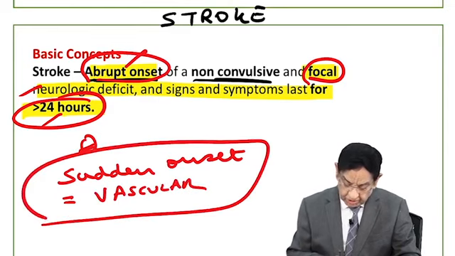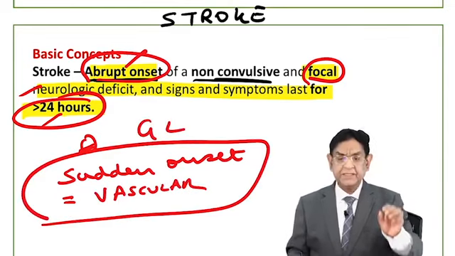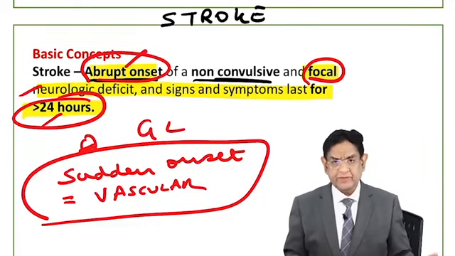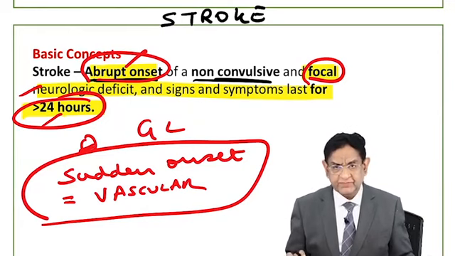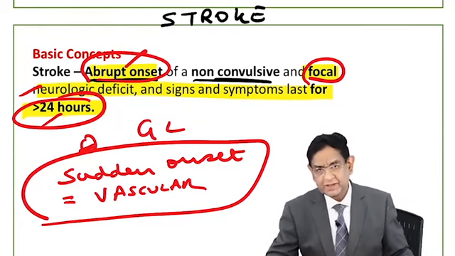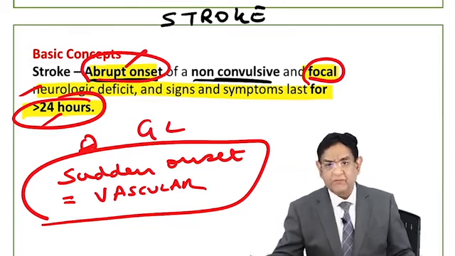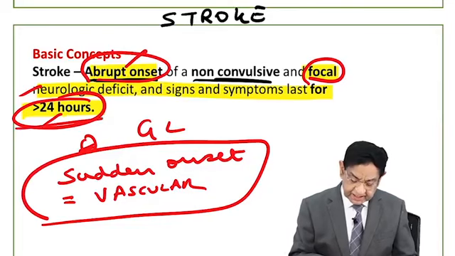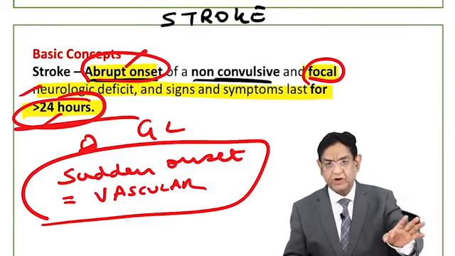It is a golden line to remember, unless proved otherwise. So any question where you are getting sudden onset of deficit is stroke, like this patient, right? Or well, it may or may not recover within 24 hours. If it doesn't recover in 24 hours, we call it a stroke.